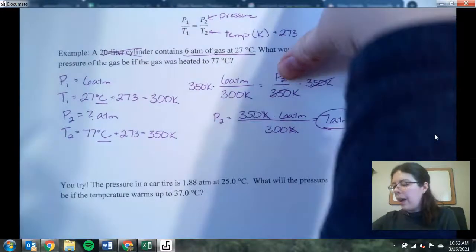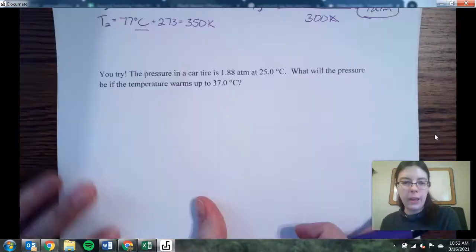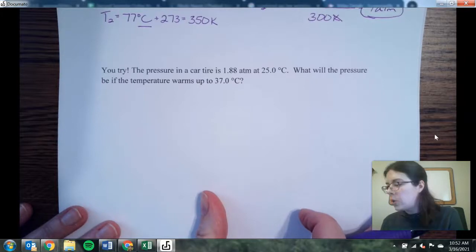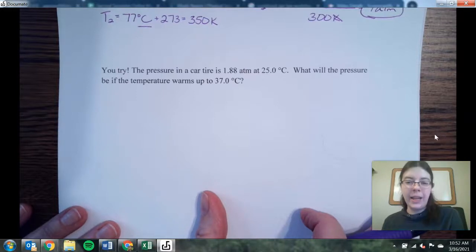Okay, so the next one, I want you to go ahead and try this one by yourself. The pressure in a car tire is 1.8 atmospheres at 25 degrees Celsius. What will the pressure be if the temperature warms up to 37 degrees Celsius? So go ahead, pause this video, try it on your own, and then come back and we'll go over the answer together.